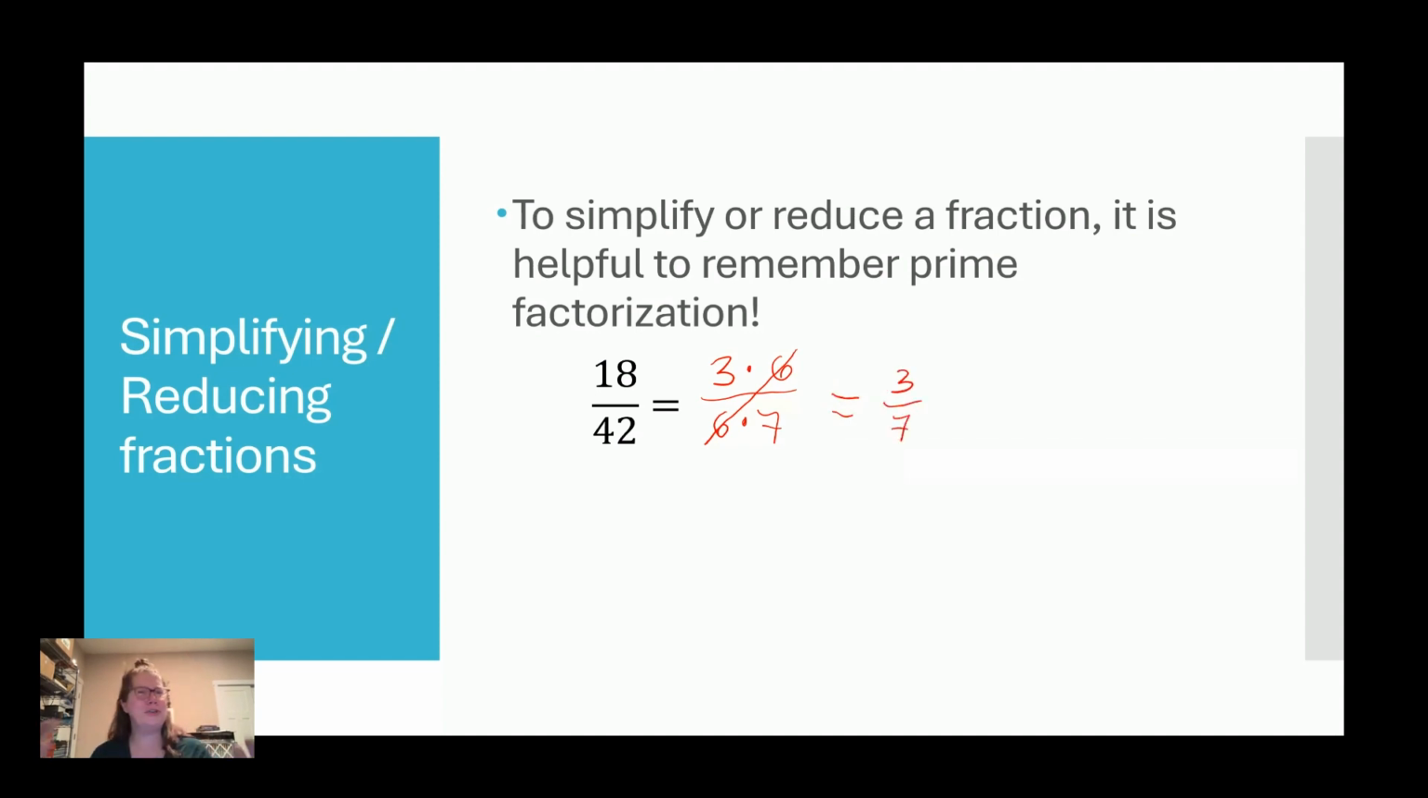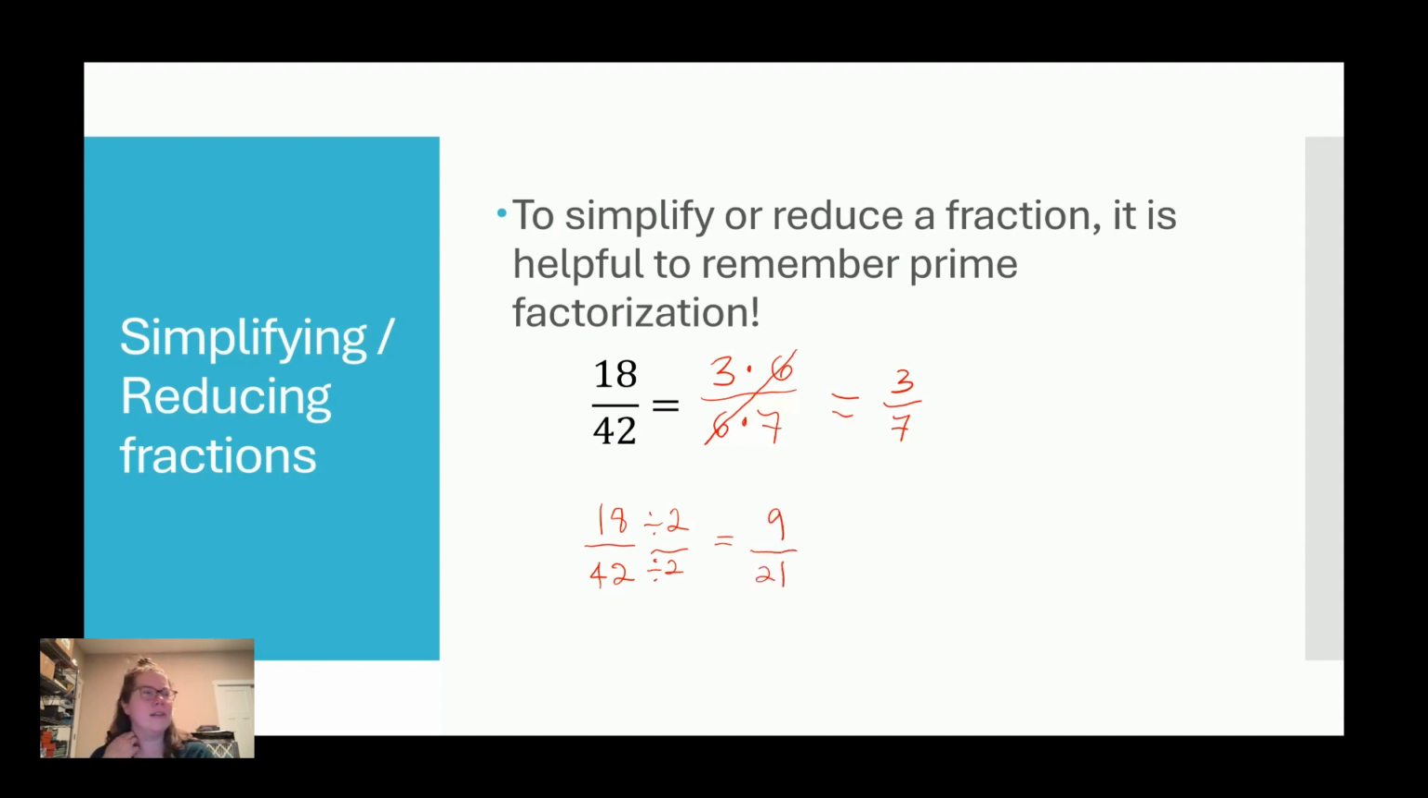Now, what happens if you don't remember your prime factorization? I mean, listen, that wasn't even prime factorization, right? Because 6 gets broken up smaller. But let's say you can't remember how to multiply to get these numbers. You don't have to. You're just going to start seeing what divides out, and whatever does work, you're going to take it out. And this one I noticed they're both even, so I'm going to divide by 2 on the top and the bottom. Don't forget. All right, so 18 divided by 2 is 9. 42 divided by 2 is 21.